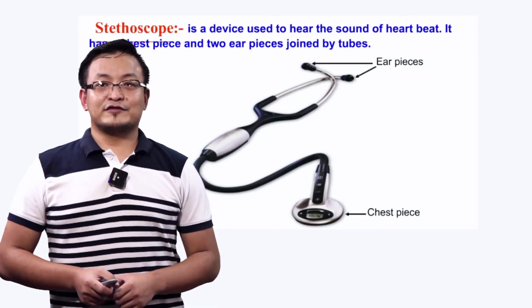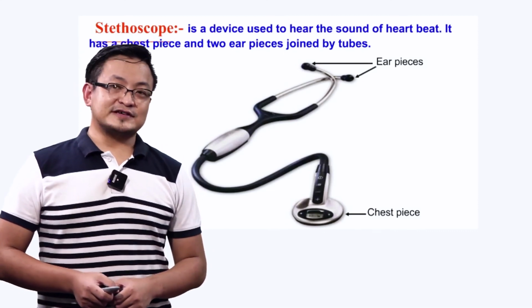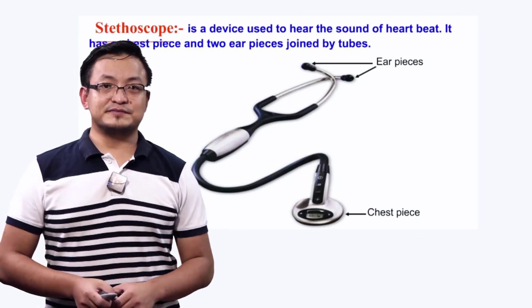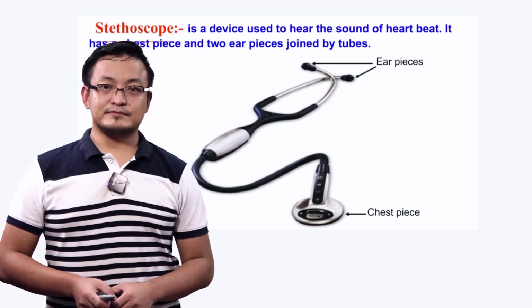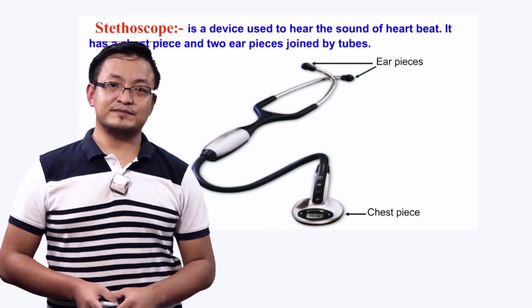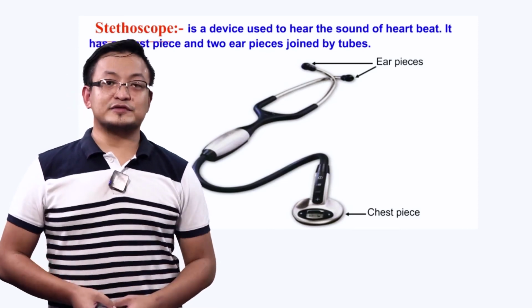So students, we have discussed the circulatory system in animals in detail. In our next class, we'll discuss plants, which is going to be very interesting.